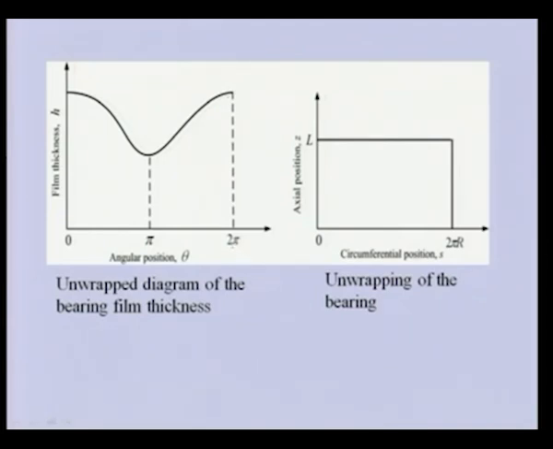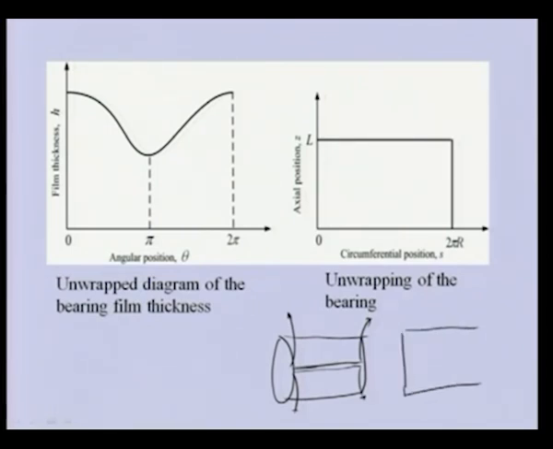So we can see that if we have this cylindrical shape, and if we cut this in one portion, and if we unwrap it like this, we will get a rectangular shape. Let us say this is the circumferential direction, that is S, and this is the axial direction, Z.